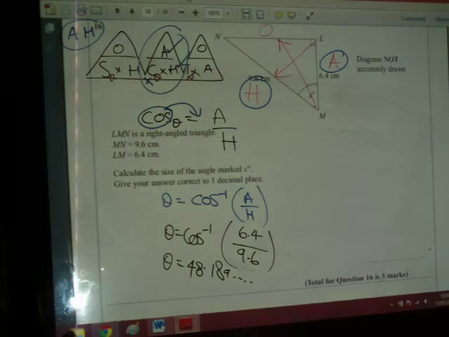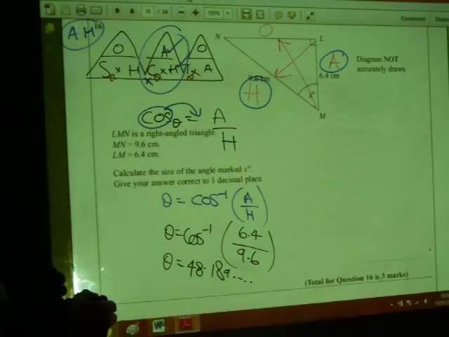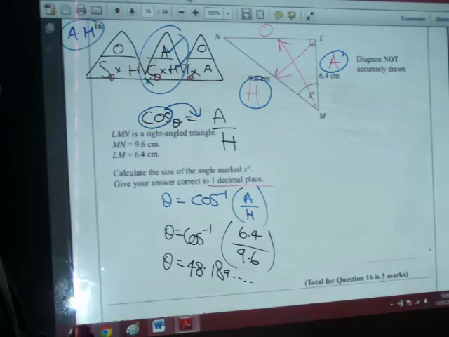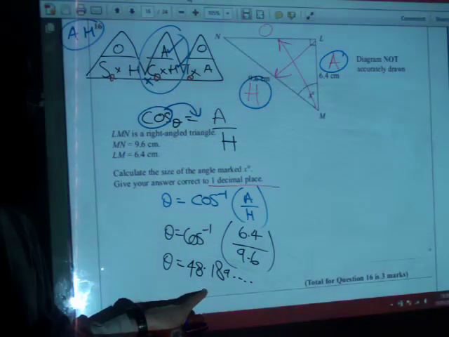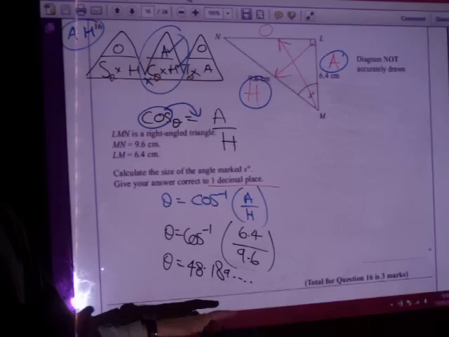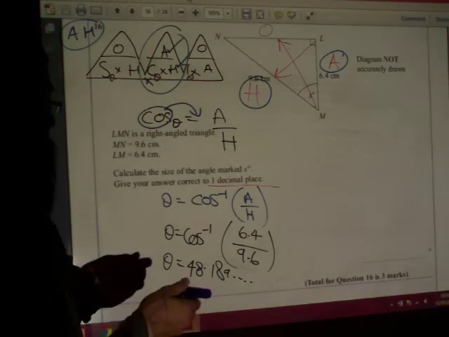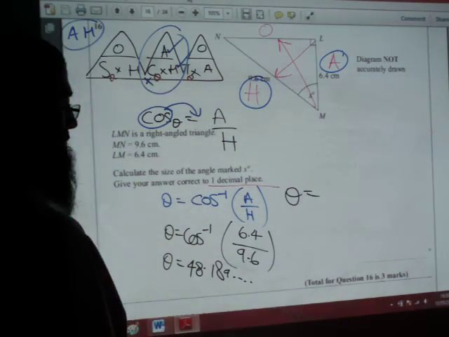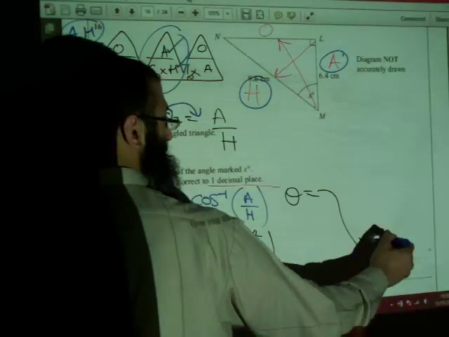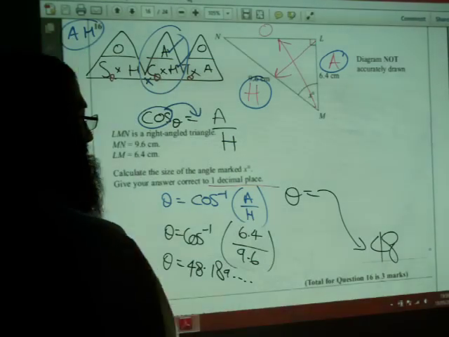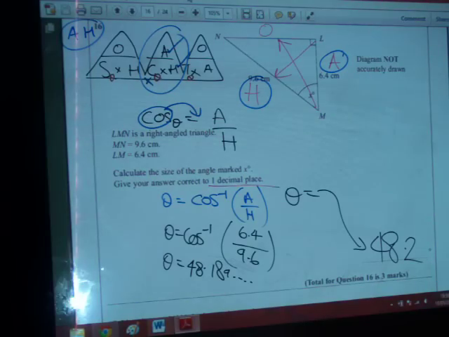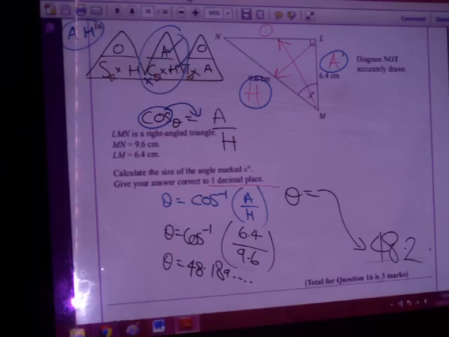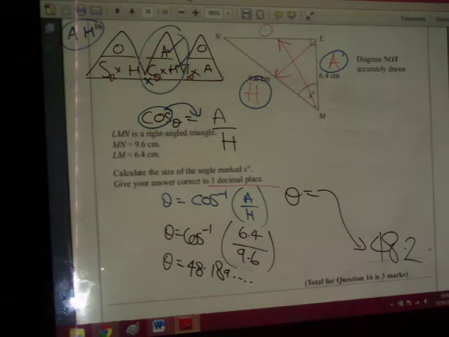Okay, the question says here that they want us to give the answer to how many decimal places? 1 decimal place. If you put this down as your answer, you'll get it wrong. You lose a mark here because I've got 3 decimal places. I haven't finished it. So the final answer is going to be, theta is equal to 48.2. Okay, that is lovely. We are now ready to move on to the next question.